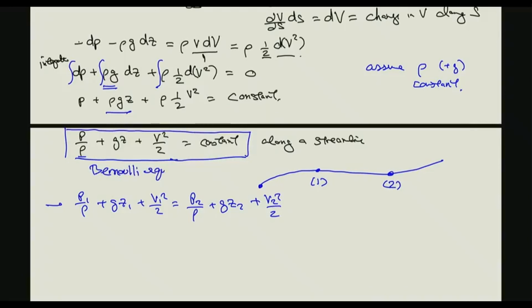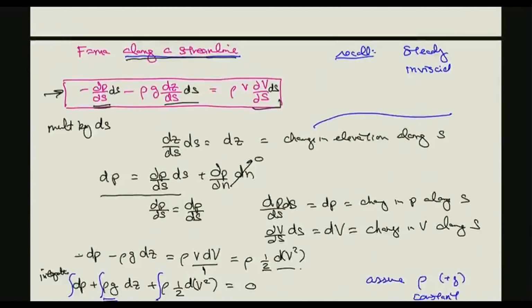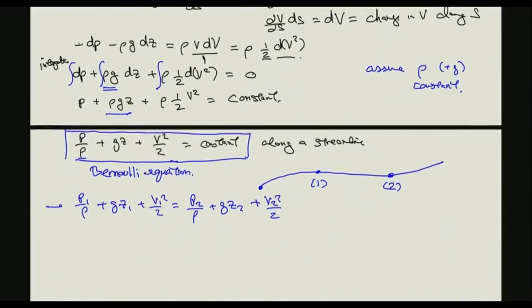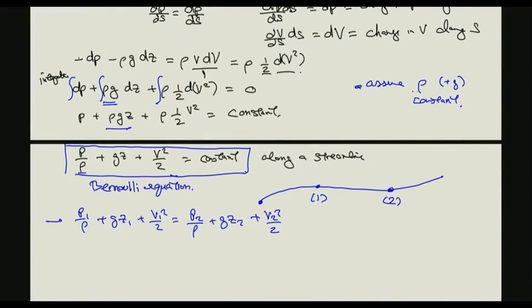It's just a very simple algebraic equation, but it's very restricted. So the restrictions: we assume steady flow, we assumed inviscid, so frictionless, so it's an idealized flow because all real flows have viscosity. And we assumed density constant or incompressible, and it must be along a streamline.